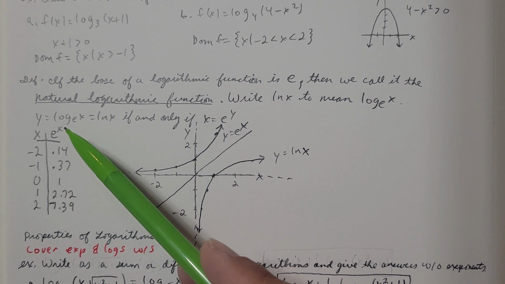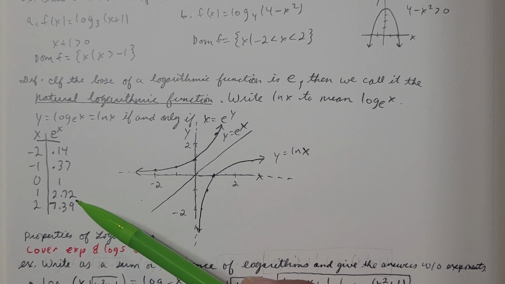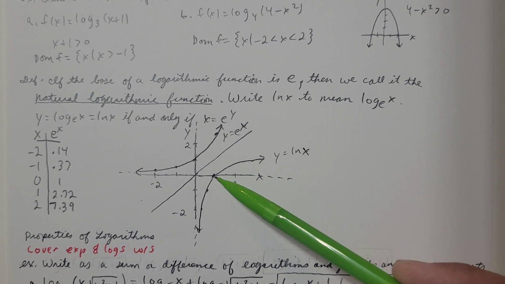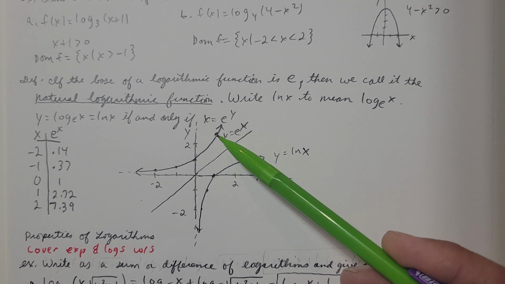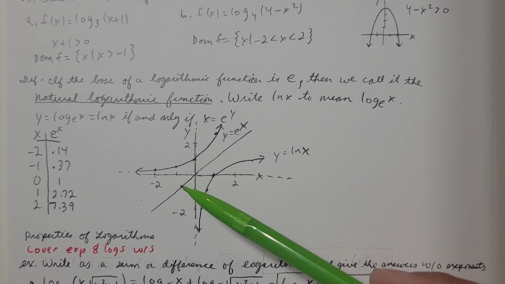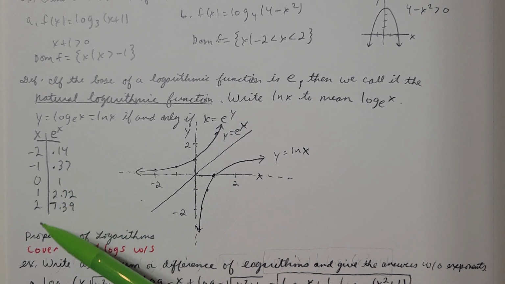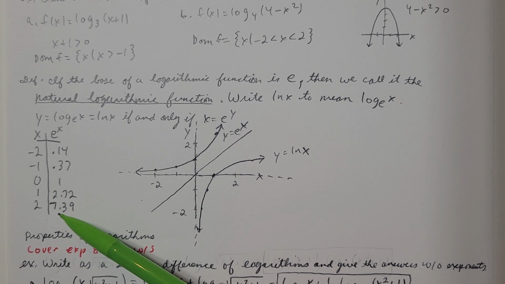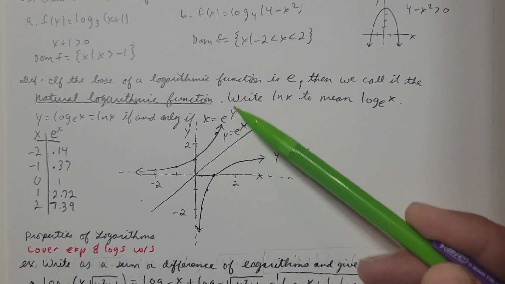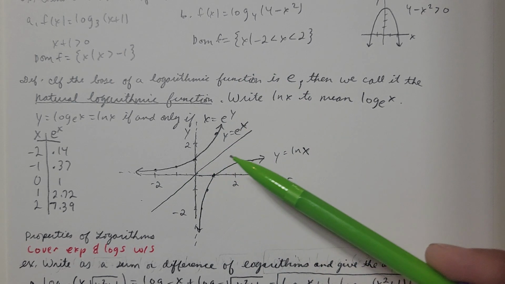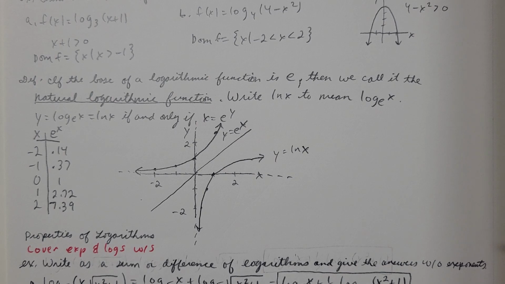If x is 1, we get e. E is roughly about 2.72. Okay, so there's 1, e on the graph. And then if x is 2, e squared is about 7.39. And that point is off the scale that I've got there. But here's where the output values are going to be getting very large.